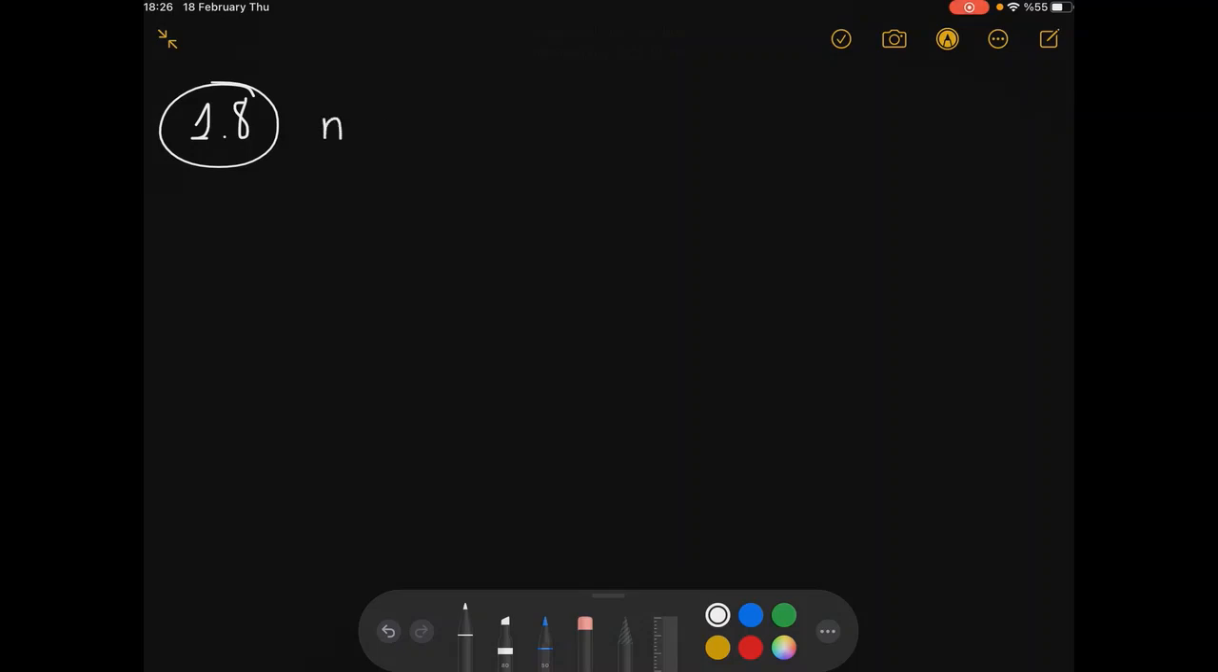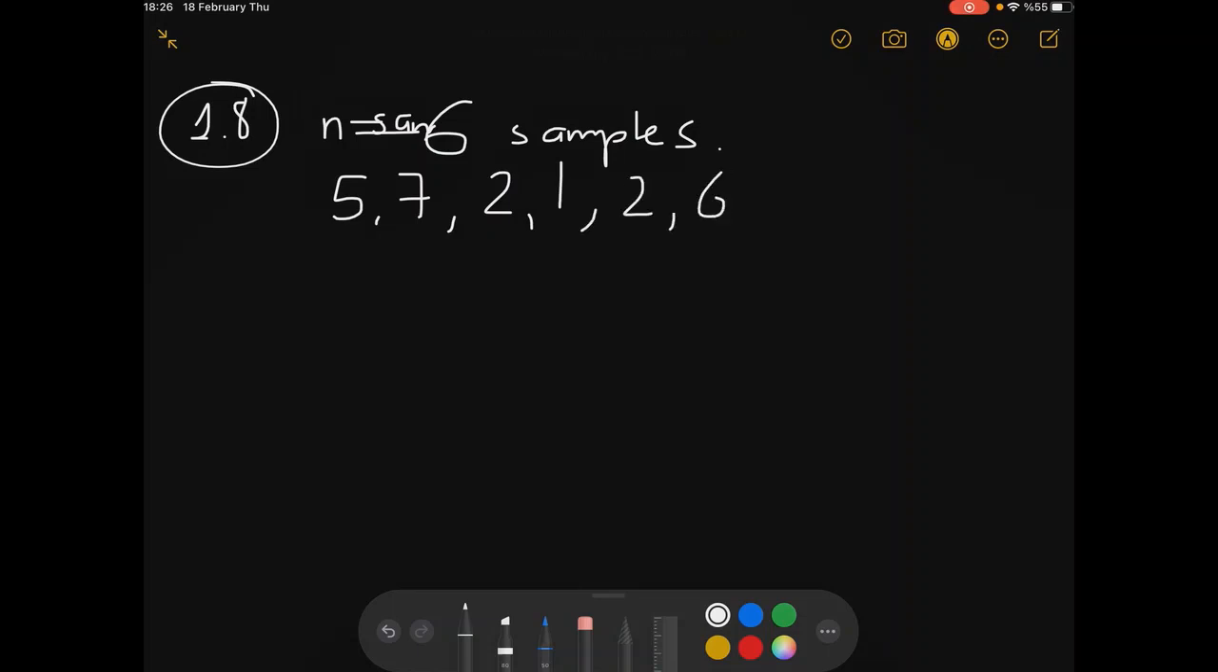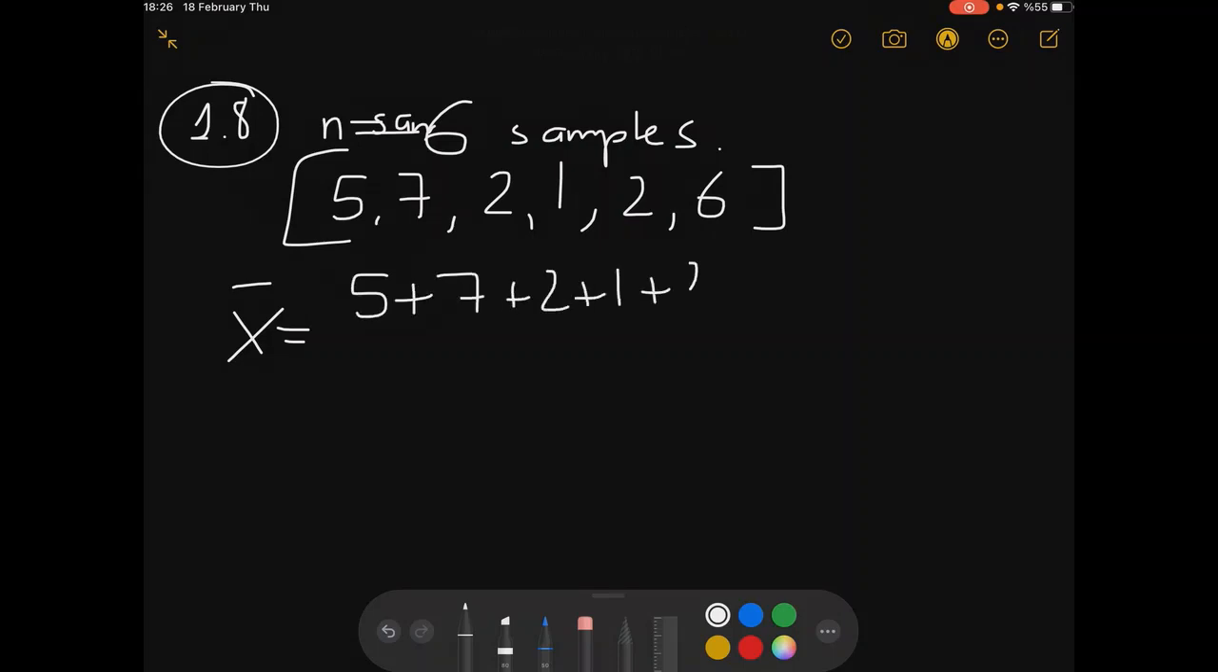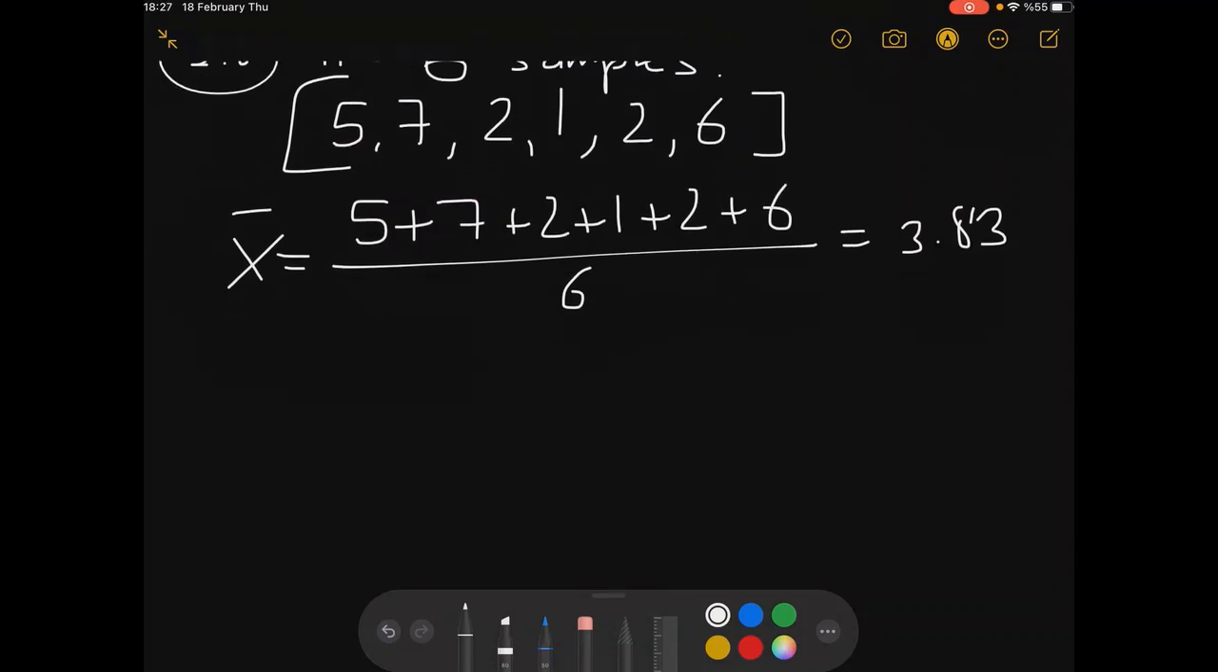Suppose that you have n equals 6 samples, and they are 5, 7, 2, 1, 2, and 6. This is your sample set, your data set. Let's calculate our arithmetic mean for this. 5 plus 7 plus 2 plus 1 plus 2 plus 6 over 6 samples, right? And it would be 3.83. Good. I assume that you have a calculator. I strongly suggest you solve these questions on your own as well.